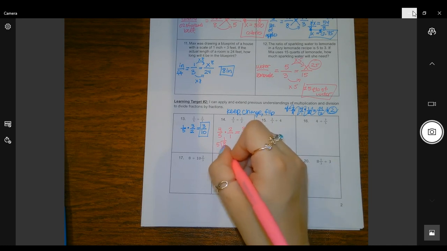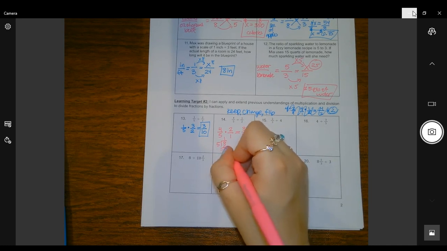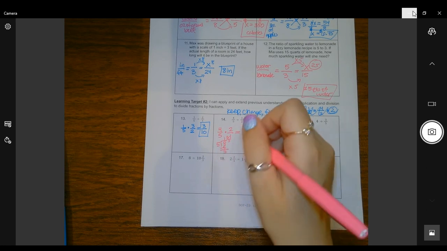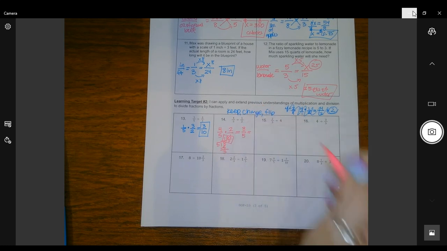5 goes into 8 once, and 1 times 5 is 5. When you subtract that, you get a remainder of 3. So you put your remainder over what you divided by. So my final answer is 1 3/5.